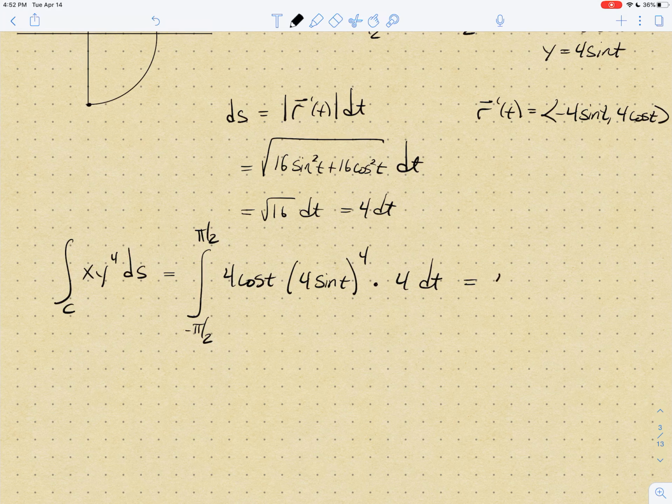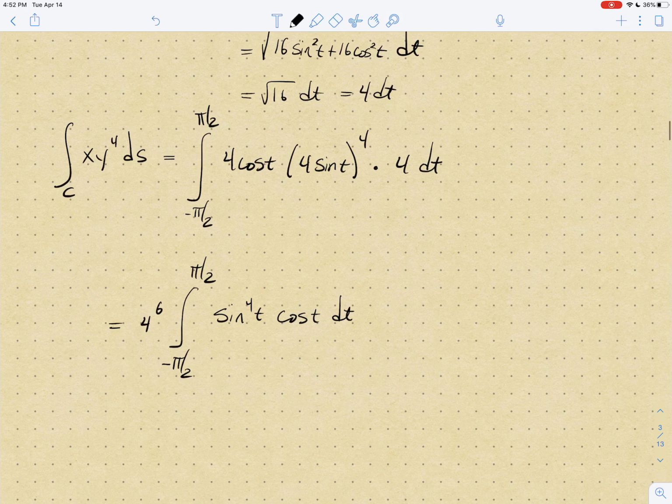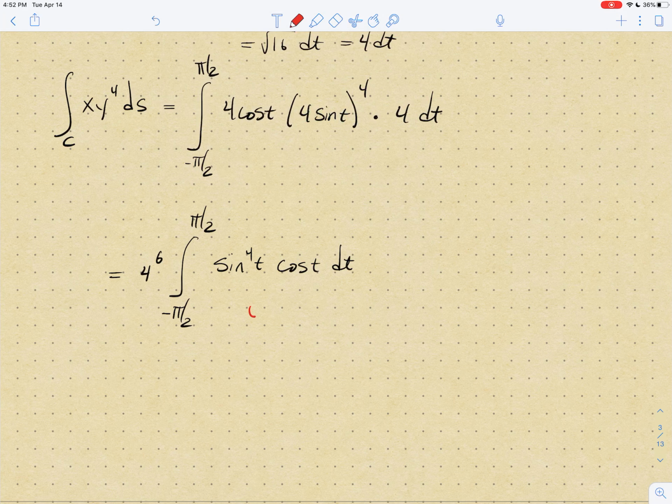So this is going to be 4 to the 6th, integral minus pi halves to pi halves. I'm going to run out of room, so let's drop that right down there. And what do we get here? We get sine to the 4th t times cosine of t dt. You should instantly know how to work this one out. I'll go ahead and tell you the tools, but I'm not going to work it out. So u is sine of t, du is cosine of t, and so you'll end up with just 4 to the 6th, integral minus 1 to 1 of u to the 4th du.